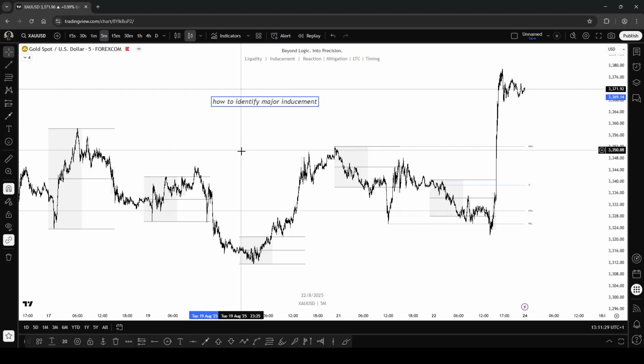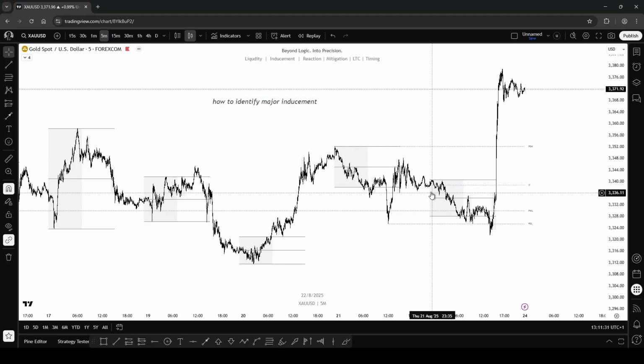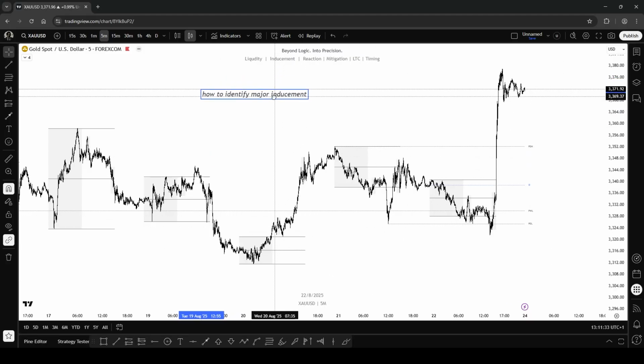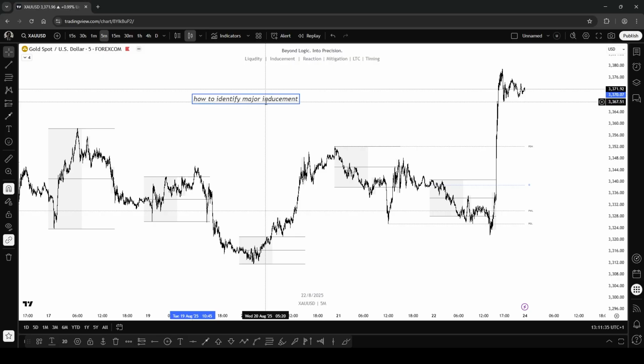How to identify a major inducement? So, bro, you can understand now. First things first, I've said it a lot of times that I don't categorize my inducements. So if that's a major, medium, or minor, I just work with it. I don't really care if that's a major or anything. And how can you mark the major inducement simply, right?